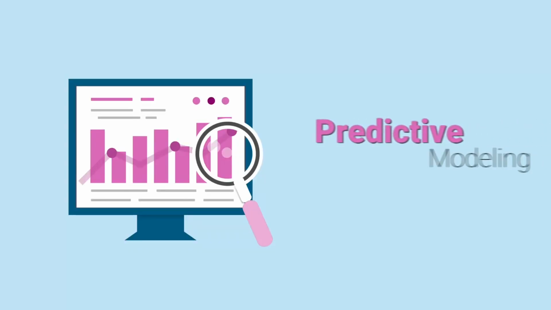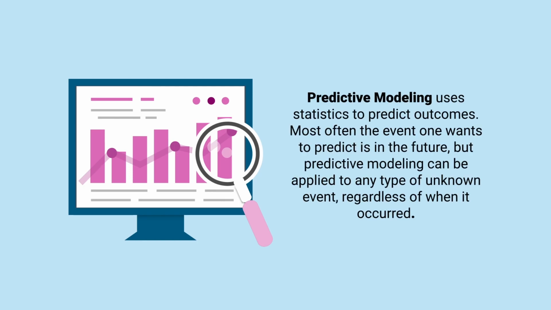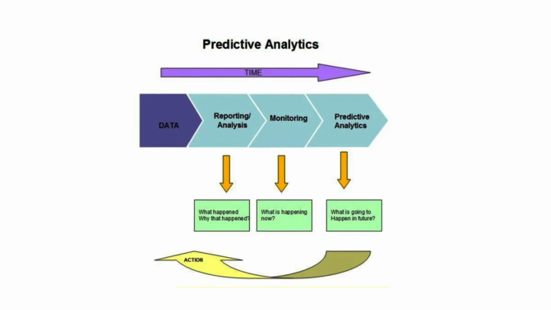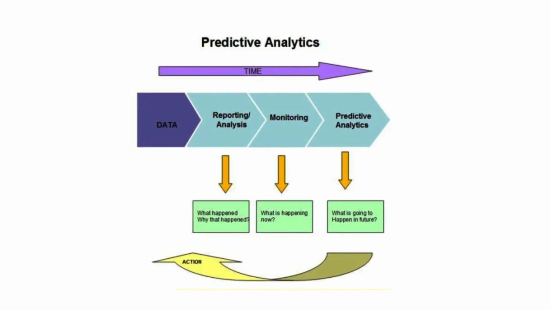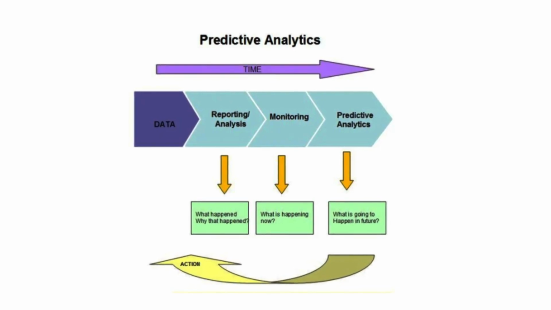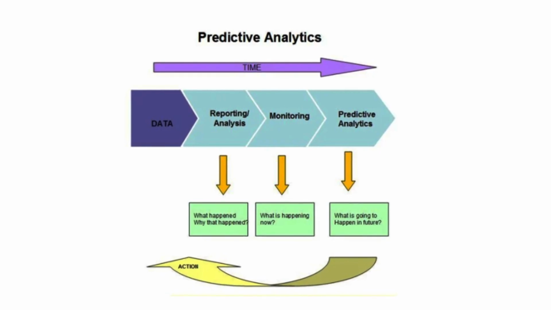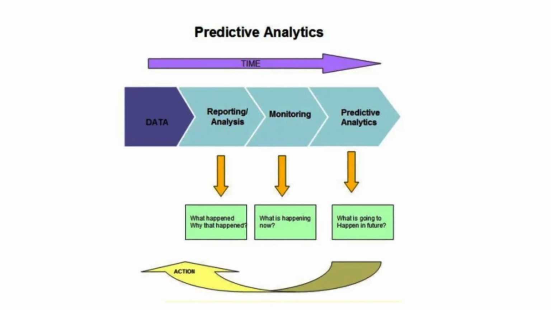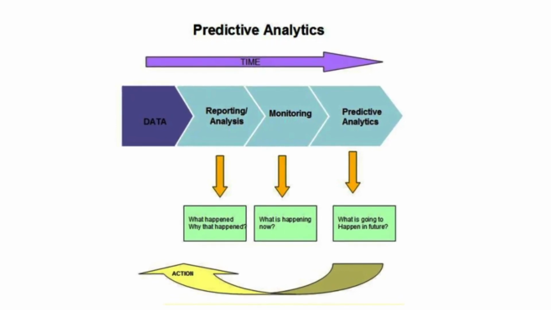And when we are talking about predictive modeling, it uses statistics to predict outcomes. Most often the event one wants to predict is in the future, but predictive modeling can be applied to any type of unknown event regardless of when it occurred. So predictive analytics is based on data reporting, analysis, monitoring, and prediction: what happened, why that happened, what is happening now, and what is going to happen in the near future. All these things are part and parcel of predictive analytics.